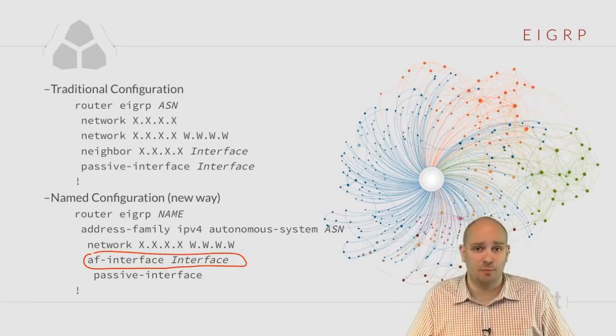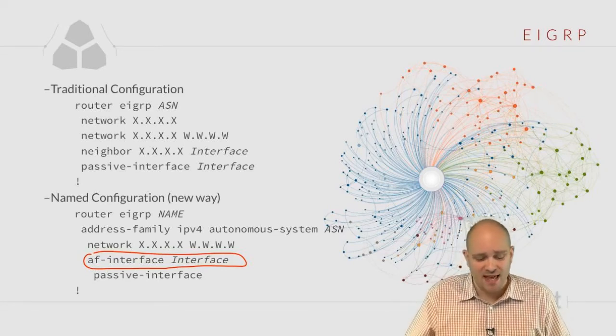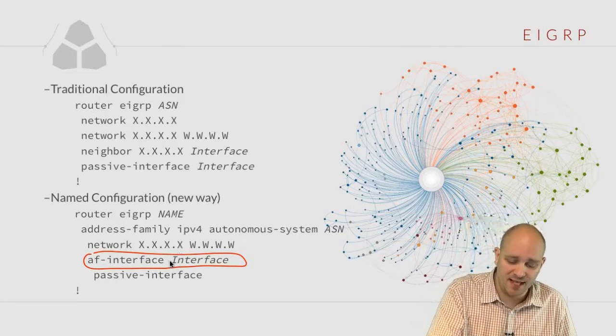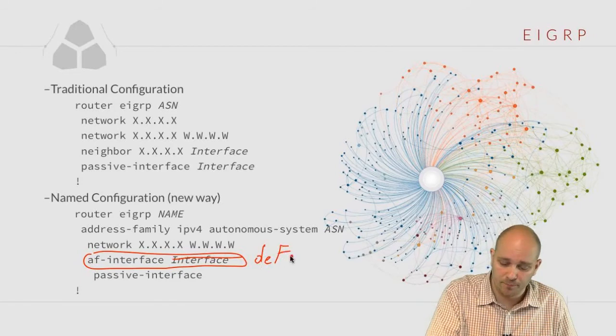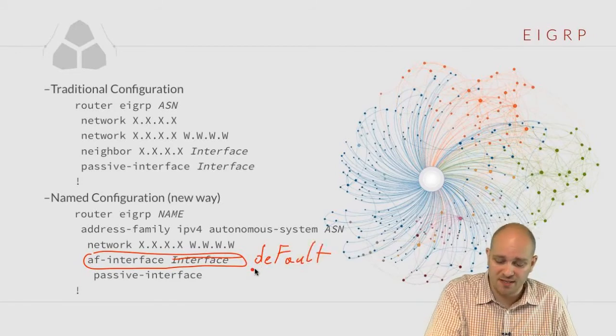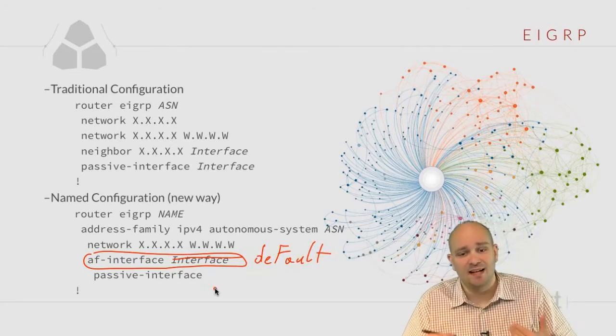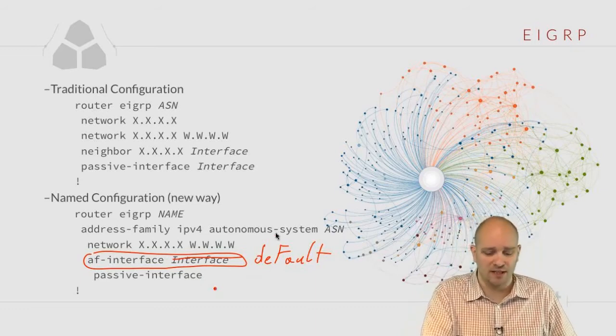If we want something to apply to all the interfaces, instead of specifying the interface name here, we would simply use the word default. So if we specify the default as the interface name, then this configuration applies to all the interfaces.